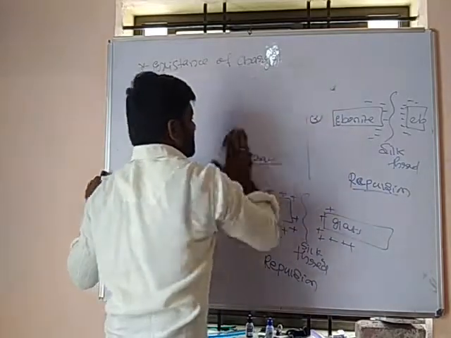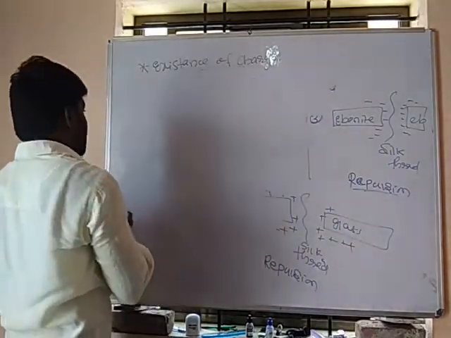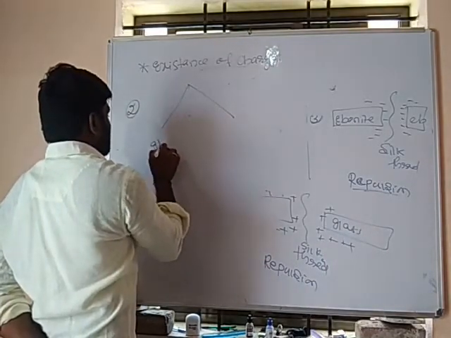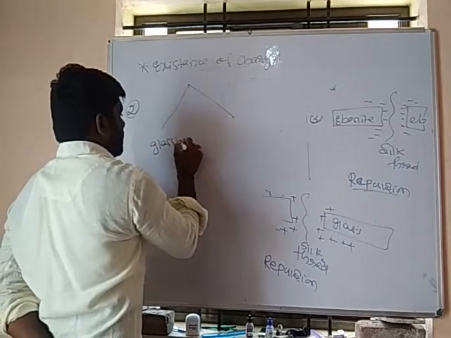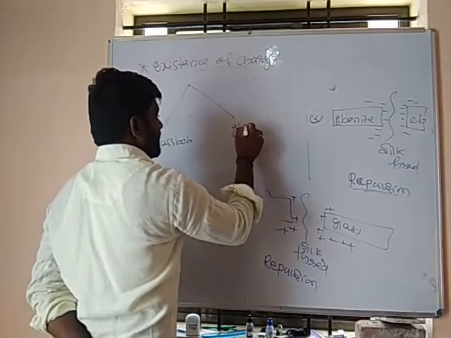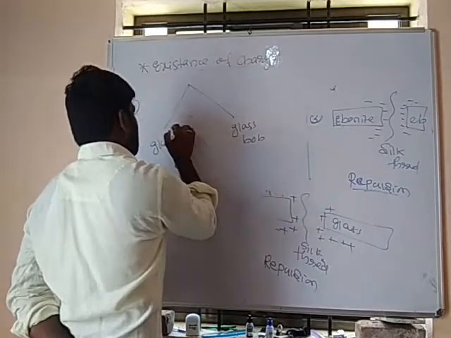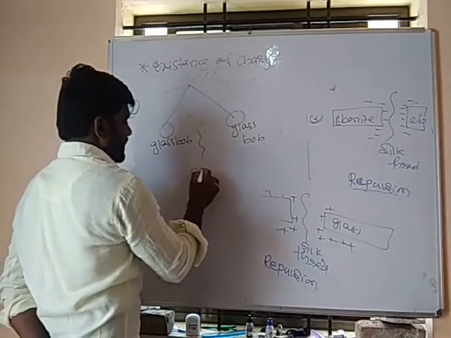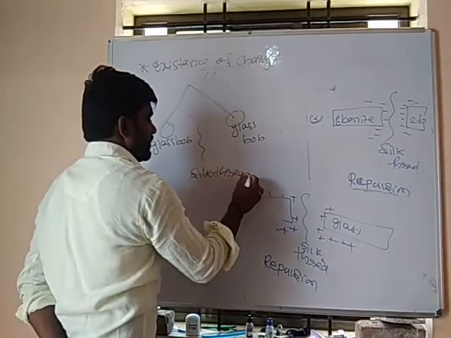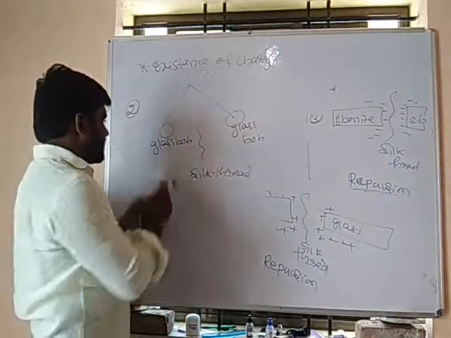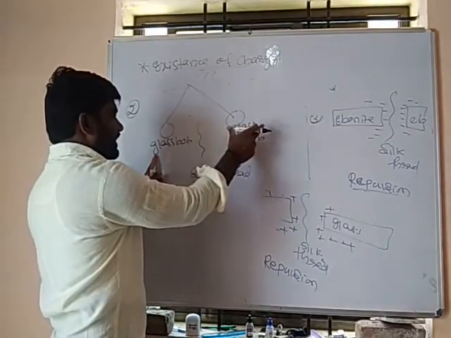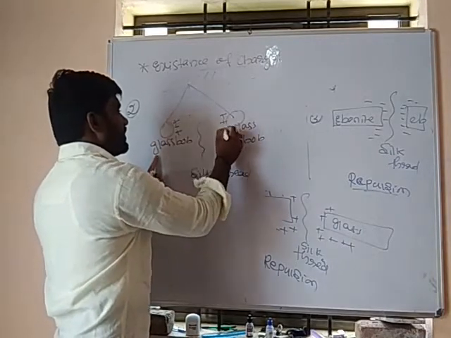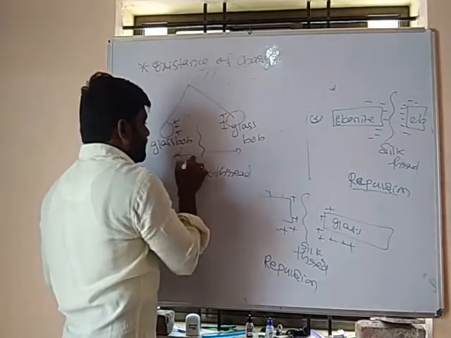See here, same thing, second experiment. I am taking a glass bulb, and again I am taking a glass bulb. In this case I am keeping silk thread. Again the same experiment. This glass bulb is rubbed with silk, and the other glass bulb is rubbed with silk. This acquires positive charge, and this also acquires positive charge. Here repulsion will take place.